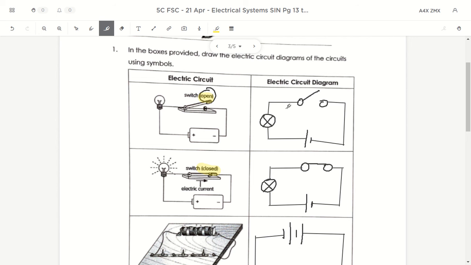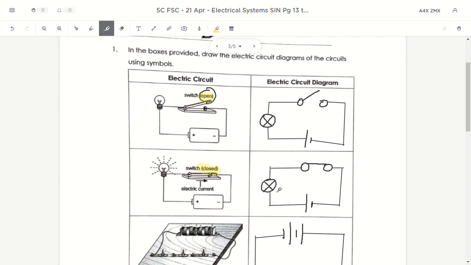Okay, so draw the bulb, draw the switch open, and draw the battery connected with wires. Okay, well, the second one is the same as the first one, except that the switch is now closed. So realize there's a closed switch, everything else remains the same.